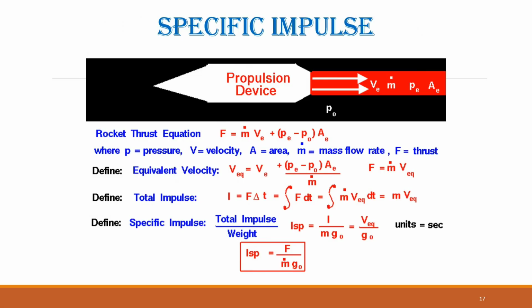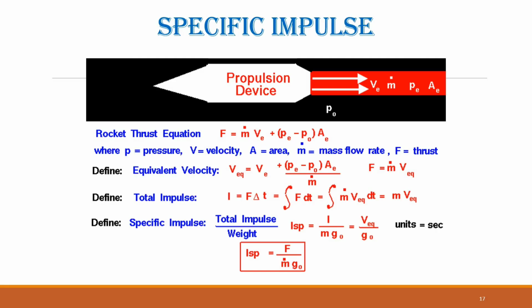Specific impulse. Thrust is the force that moves a rocket through the air or through space. It is generated by the rocket engine through the reaction of accelerating a mass of gas. The gas is accelerated to the rear, and the rocket is accelerated in the opposite direction, according to Newton's third law of motion.